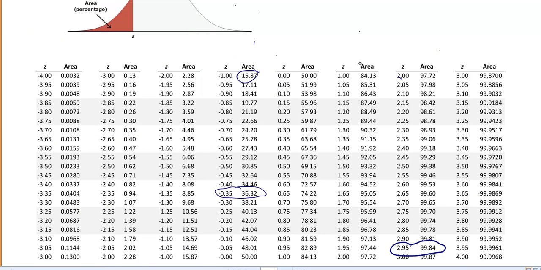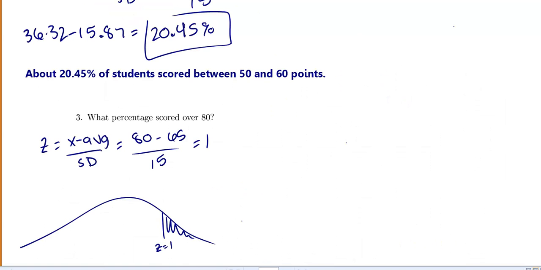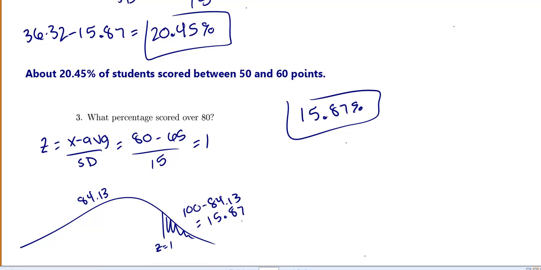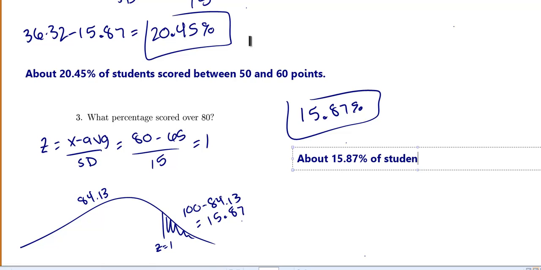So if I go to my normal table and I look at +1, that's an area of 84.13, but I don't want the area to the left, I want the area to the right. So I'm going to have to subtract that from 100. So 100 minus 84.13 is 15.87. So that's my final answer. What does this truly mean? That means about 15.87% of the students scored over 80.